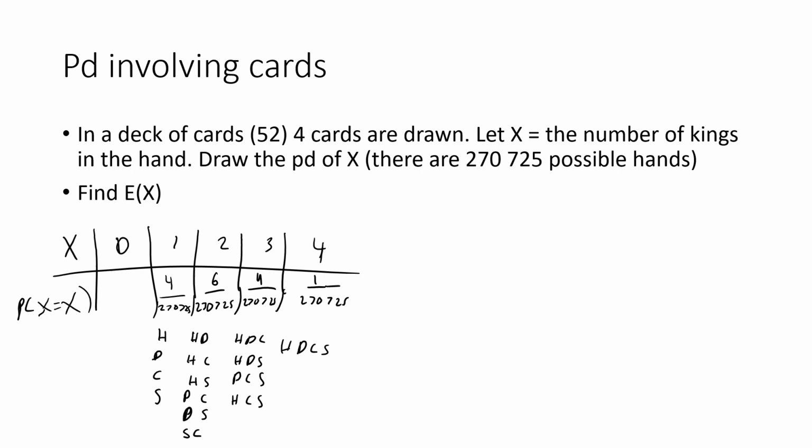Now, if we just do 1 minus all of these probabilities, we'll get the probability for x being 0. So basically, we're doing 1 minus 15 over the total. With my calculator, I got a decimal, 0.9999. So most of the time, you won't have any kings in a 4-card hand if you have 52 cards in total.